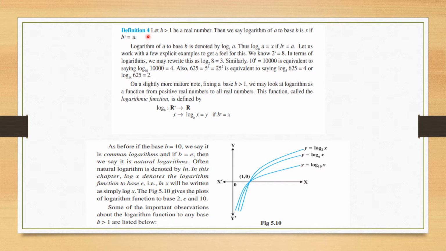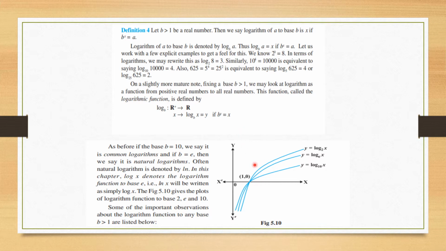Okay, now let's see how it is related to the logarithmic function. Let b greater than 1 be a real number. Then we say the logarithm of a to the base b is x if b raised to power x is equal to a, as we did in the definition of logarithmic functions. You know that log to the base b has a domain of positive real numbers and the result is all real numbers. So if b raised to power y is x, then log to the base b of x is equal to y.